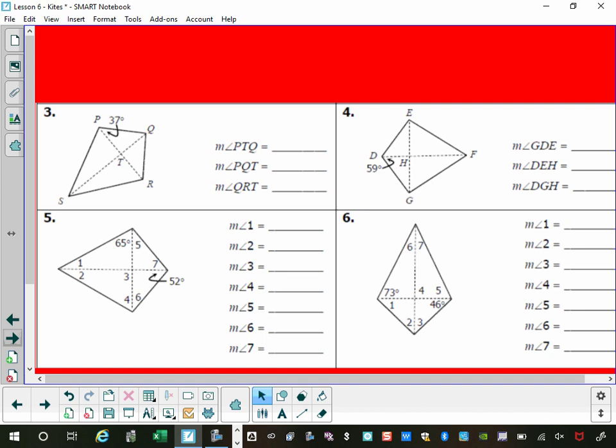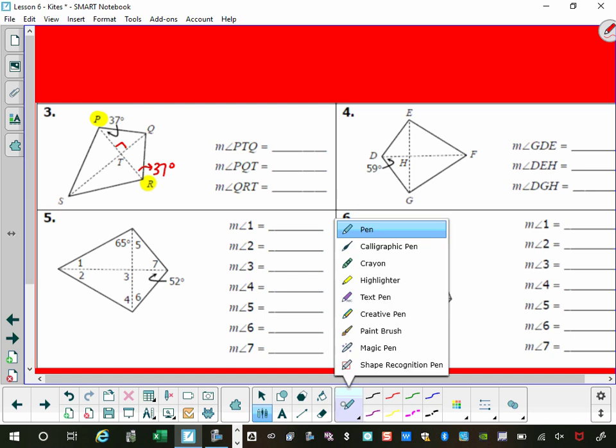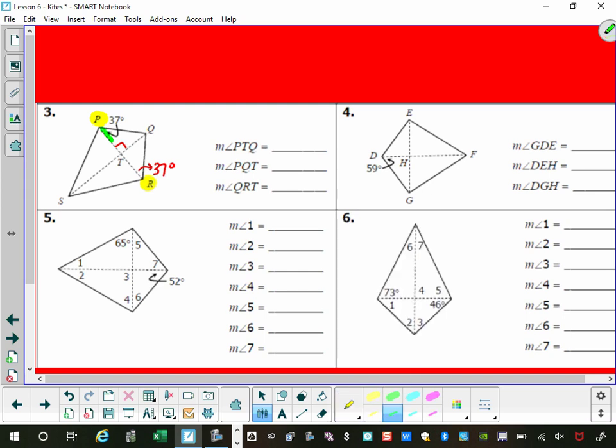Alright, let's look at number 3. Alright, in number 3, they tell us that angle P and angle R are going to be congruent. If the top part of P is 37, what's this angle going to be? It's going to be the same exact thing. Imagine if we took this kite and we folded it on the long diagonal. My long diagonal being from Q to S. Everything is symmetrical. What I like to do is I like to split my kite into 4 triangles. It's just so much easier for me to see that way.